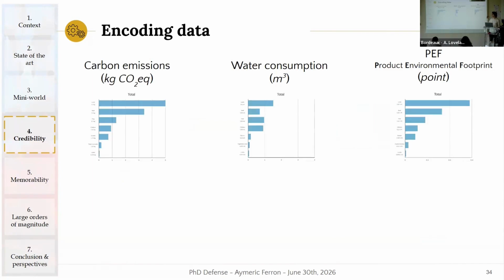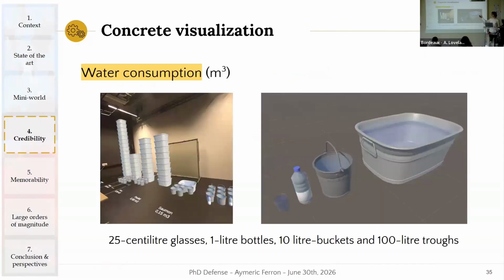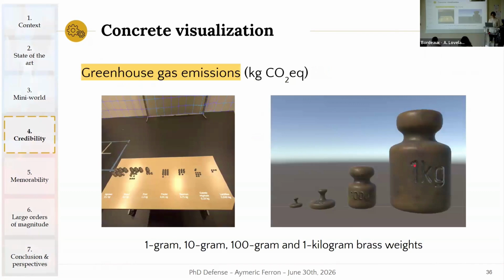So when we need to represent the data abstractly, it's rather straightforward. We're simply using some bar charts, and so we are encoding the data in the length of the bar. However, when we are representing concrete visualizations, we need to find a semantic link between the data and the representation. For example, for water consumption, I use some familiar objects containing water, like here a glass, a water bottle, a bucket, or a trough.